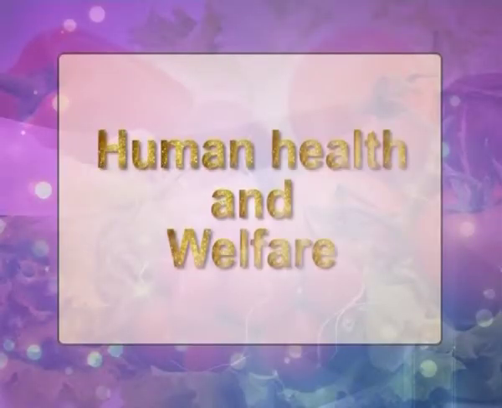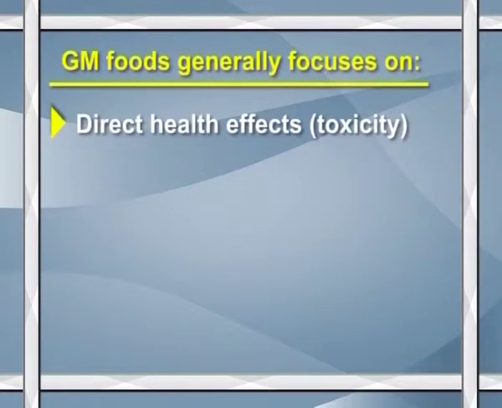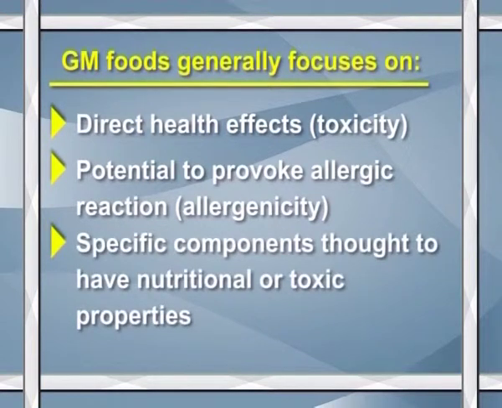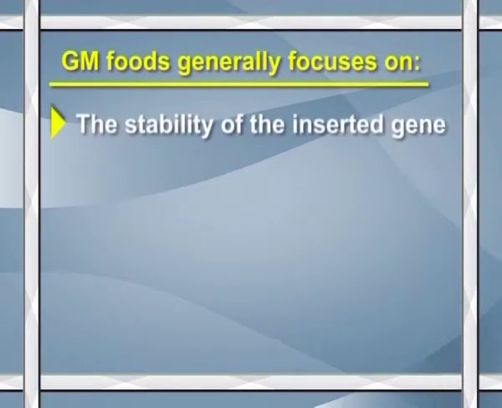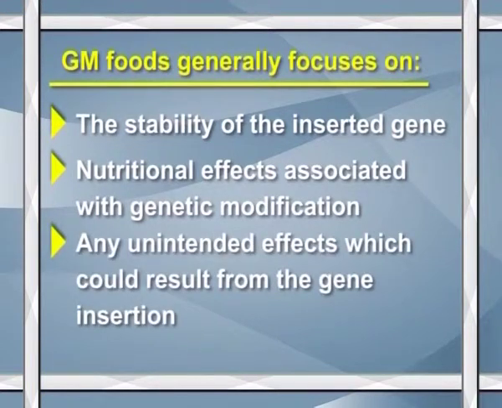4. Human health and welfare. The safety assessment of GM foods generally focuses on direct health effects such as toxicity, potential to provoke allergic reaction such as allergenicity, specific components thought to have nutritional or toxic properties, the stability of the inserted gene, nutritional effects associated with genetic modification, and any unintended effects which could result from the gene insertion.